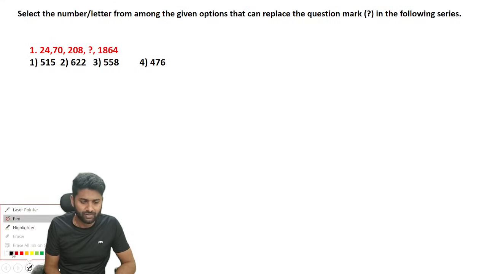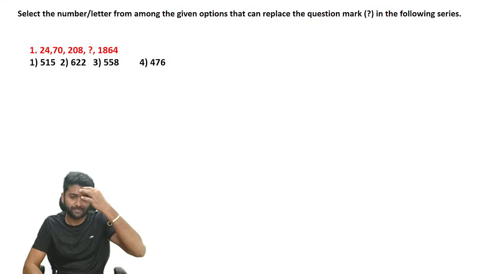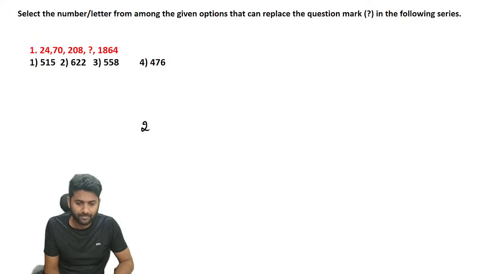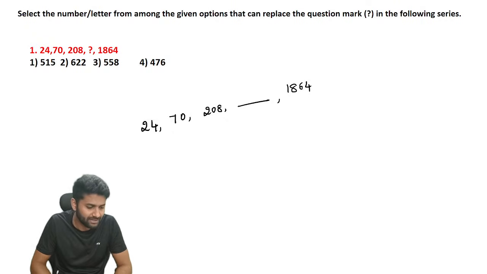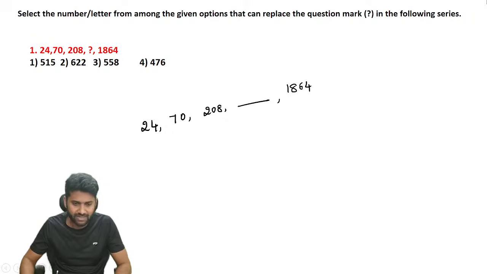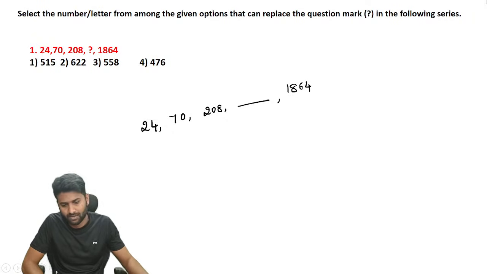First, we'll solve the questions from the number series concept. Here the numbers are 24, 70, 208, dash, and 1864. Which number is missing, which you should replace in that question mark? Please let me know in the comments.